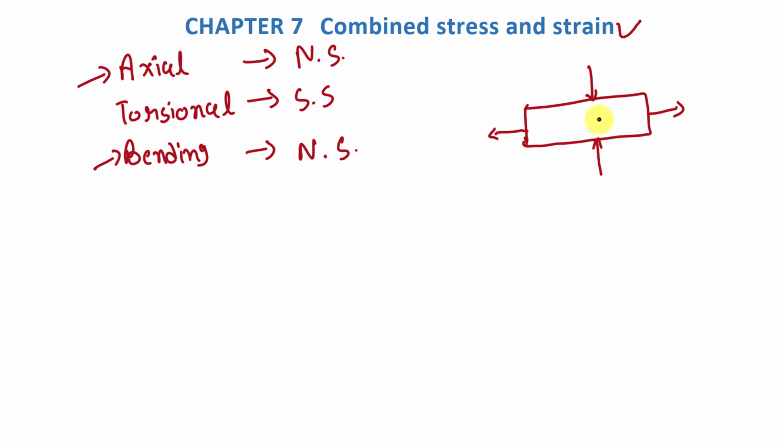To find stress and strain in combined loading condition, we have to understand this chapter, that is combined stress and strain. In this chapter, we will understand how to find stress and strain in the combined loading condition. Fine? From this chapter, you have to remember lots of formulas, and you have to understand how to use those formulas to find out combined stress and strain. Means you have to understand how to find normal stress and shear stress and normal strain and shear strain. Fine?